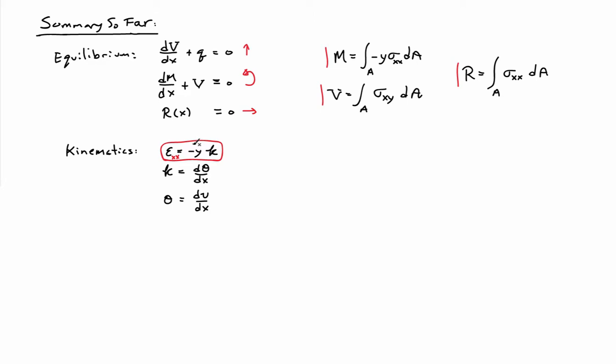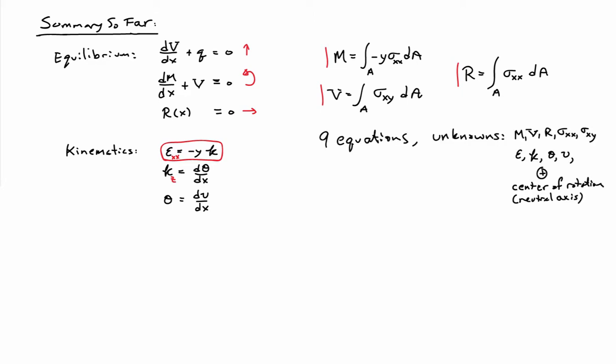Then we have curvature. If you want to be precise, curvature about the z-axis is the derivative of the rotation of the cross sections with respect to x, and the rotations are connected to the deflections of the beam through one derivative with respect to x. So this is all small strain, small motion assumptions here. So these are the equations that we've developed so far.